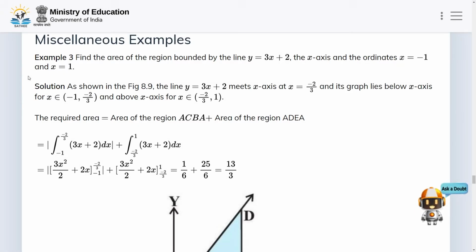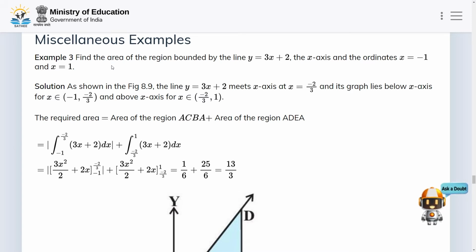Okay, so as we saw in the previous session about the applications of integrals, we covered area under the curves. Now we are at the miscellaneous examples, and then we will be seeing miscellaneous exercise problems also, and then the chapter will end. So let's see the first example of the miscellaneous examples.